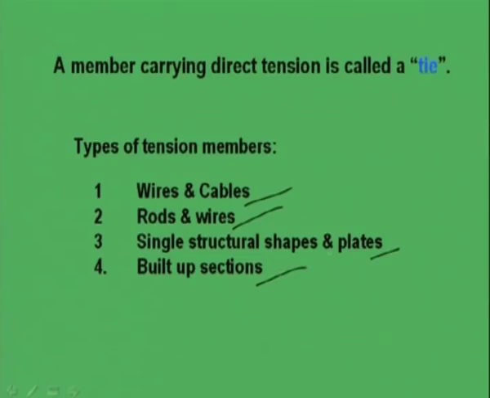In the discussion of tension members, we will see a term coming many times, which is called a tie, which is carrying direct tension, only direct tension. That type of member is also called a tie. Now let us see what types of tension member we use in industrial structures. First, the simplest one is the circular section. This type of rod or wire can be used for a tension member. Another is the rectangular section. This is also one type.